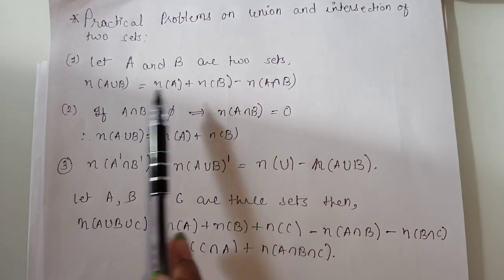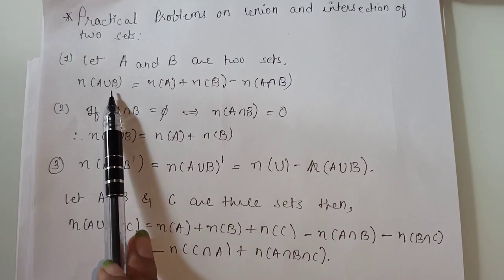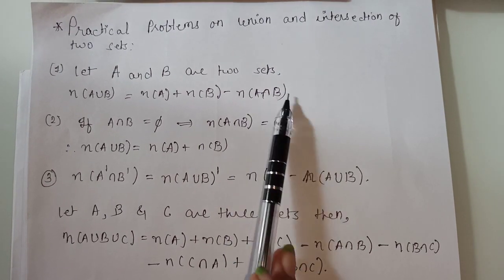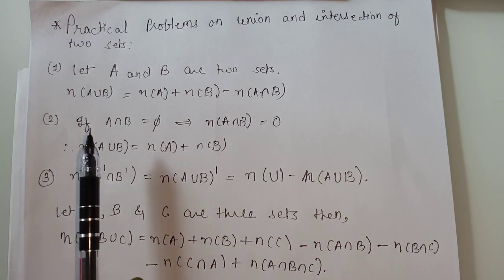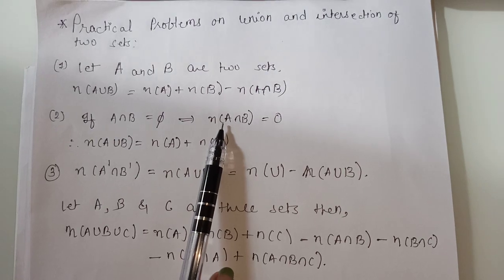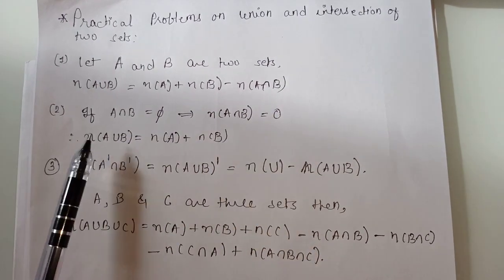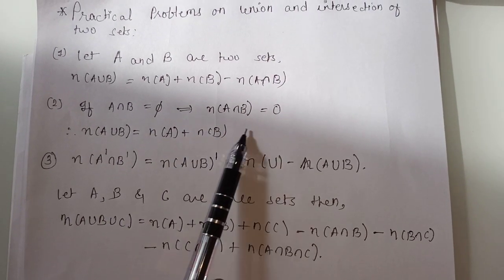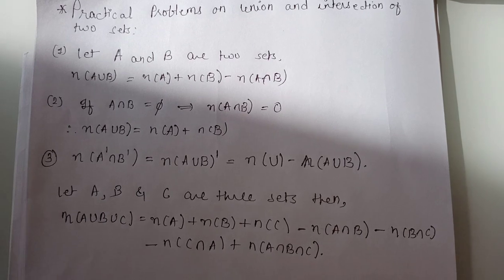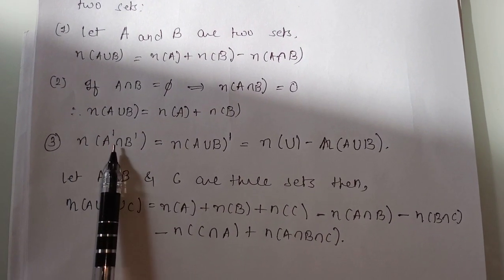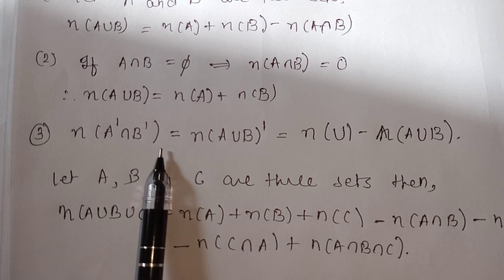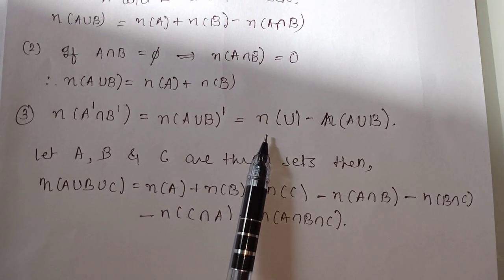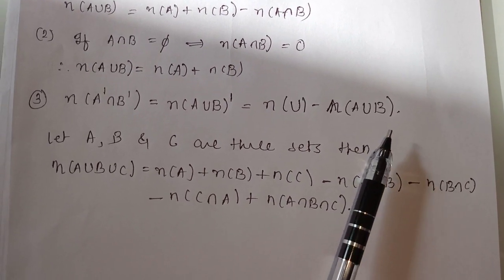Let A and B be two sets, then the formula will be number of A union B is equal to number of this particular set A plus number of B minus the number of intersection of both the sets. If A intersection B is the null set, then number of A intersection B will be 0. So this formula will be nothing but number of A union B is equal to number of A plus number of B plus 0, which we are not writing. And at last, number of A dash intersection B dash is equal to number of A union B the whole dash, is equal to number of U minus number of A union B.